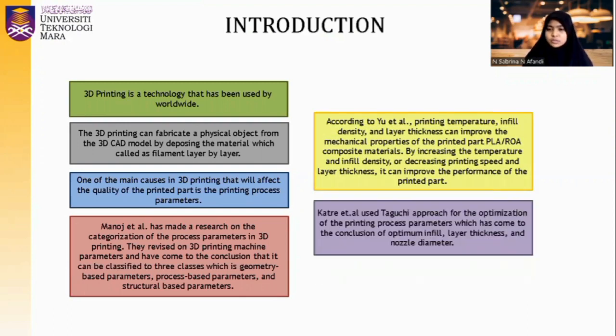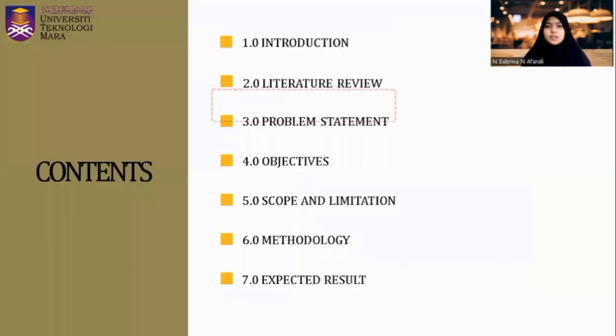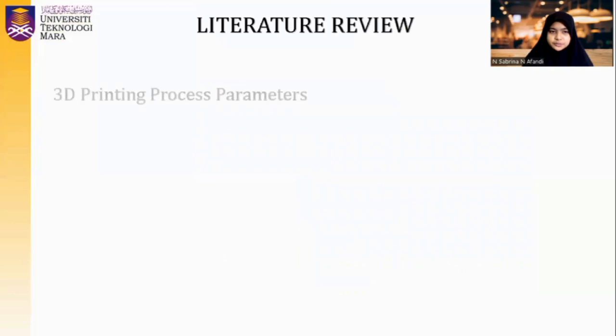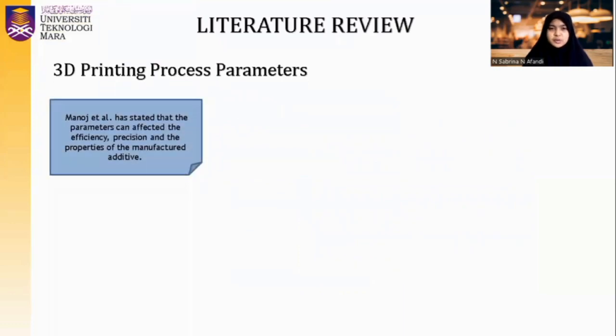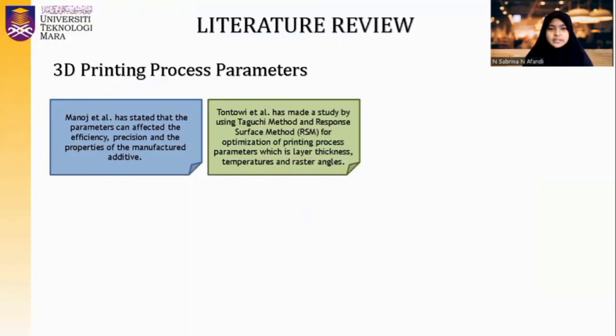Katra et al. used Taguchi approach for the optimization of the printing process parameters, which has come to the conclusion of optimum infill, layer thickness, and nozzle diameter. Go to literature review. 3D printing process parameters. Past research has stated that the parameters can affect the efficiency, precision, and the properties of the manufactured additive.